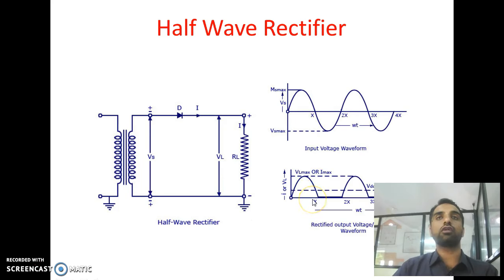This conversion is not in the pure form of DC. This DC is called pulsating DC, in which the current flows in only one direction. So this is the half wave rectifier.